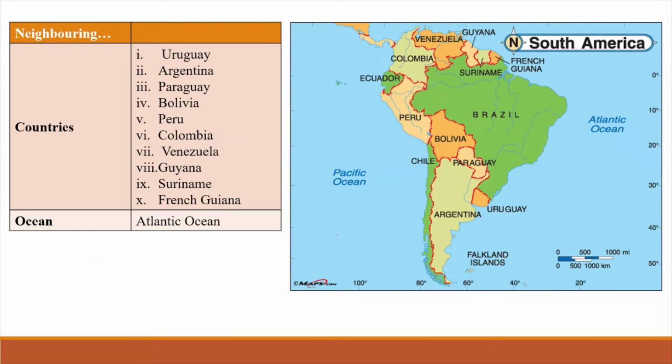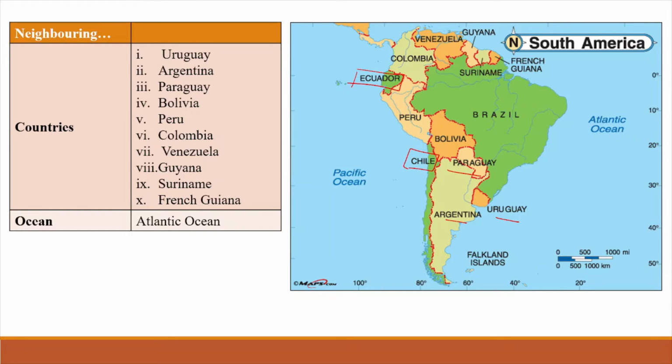Now let's see the neighbors of Brazil. This is the whole of South American continent except two countries, that is Chile and Ecuador. Brazil is neighbors with all the rest of the countries in this continent. So if we start from the south, we have Uruguay, Argentina.